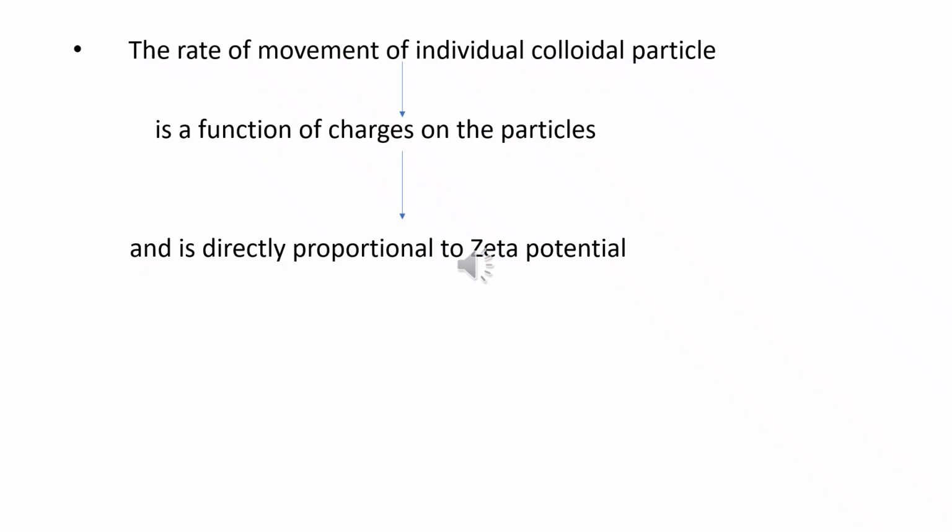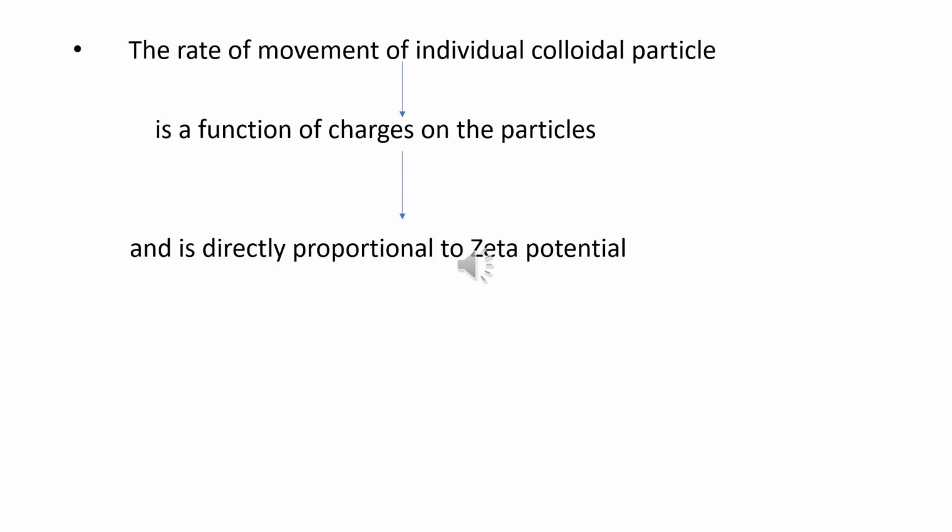The rate of movement of the individual colloidal particles depends on the charge on the particles, and that is directly proportional to zeta potential. Zeta potential is the potential difference between the dispersion medium and the stationary layer of fluid attached to the particle. In simple words, it is how strongly a particle behaves as charged in dispersion. The higher the zeta potential, the better the repulsion between the particles and the greater the colloidal stability.